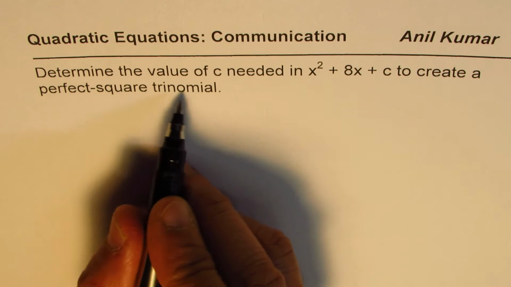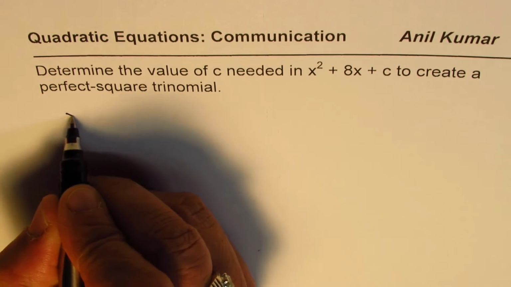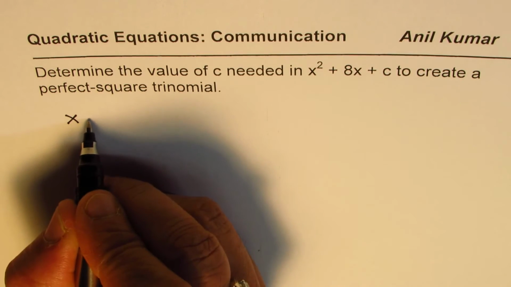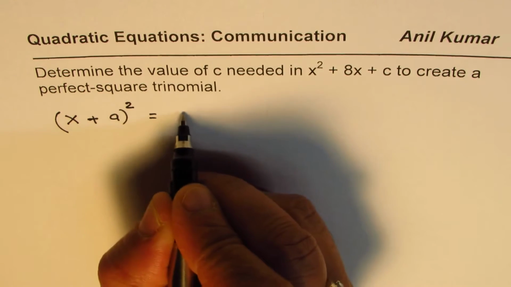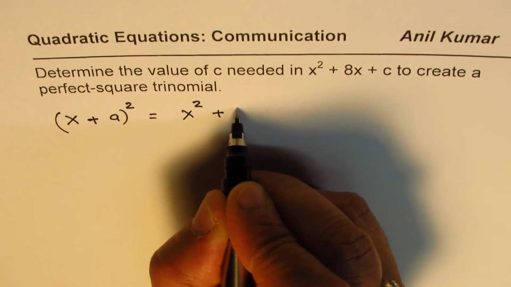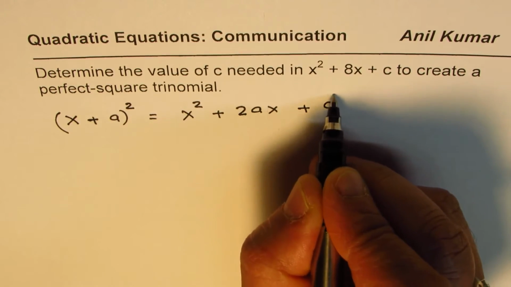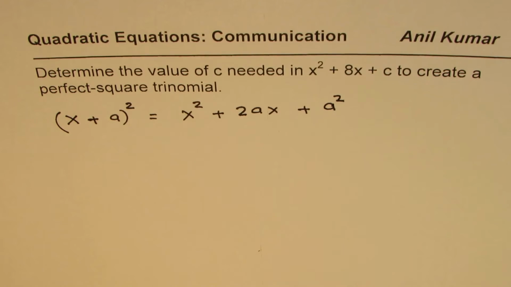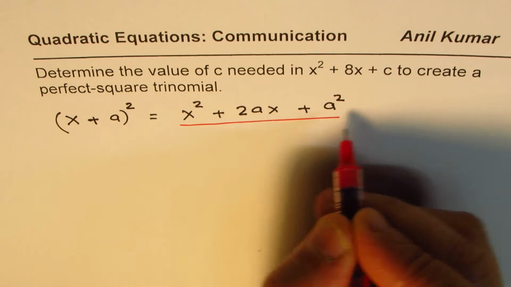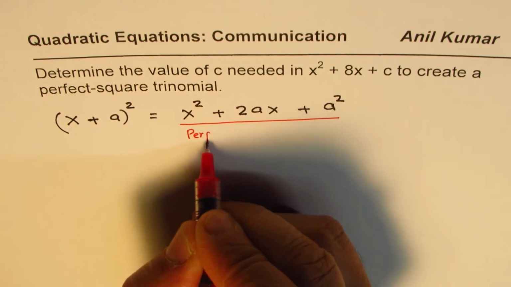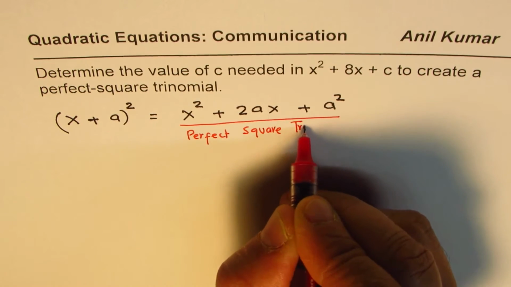Now, when I say perfect square trinomial, what does it mean? It means something like this. Let me, in general, write down a perfect square trinomial. If I have x plus a whole square, it could be written as x squared plus 2 times ax plus a square. So that is a perfect square trinomial. Is it okay?